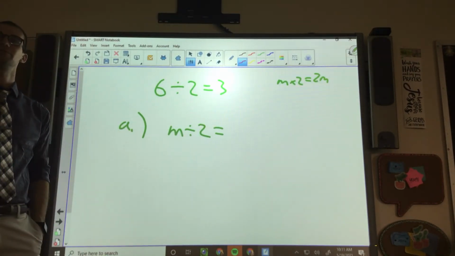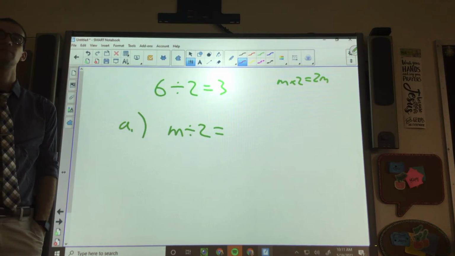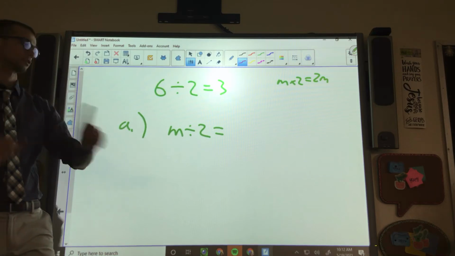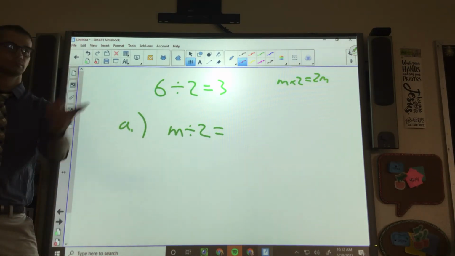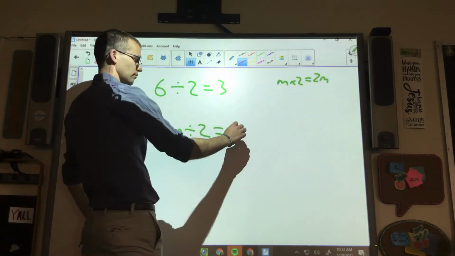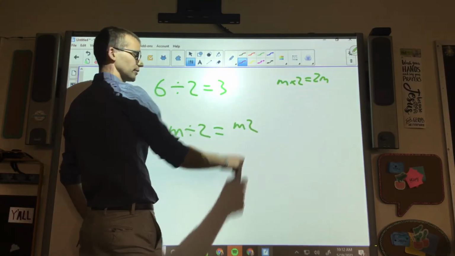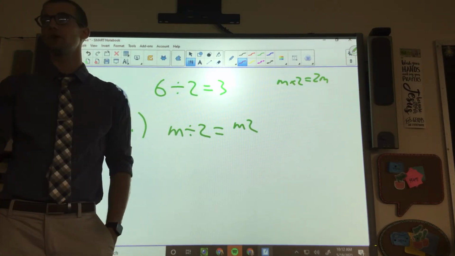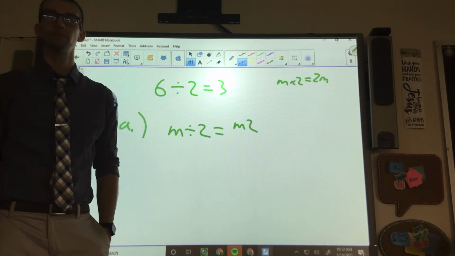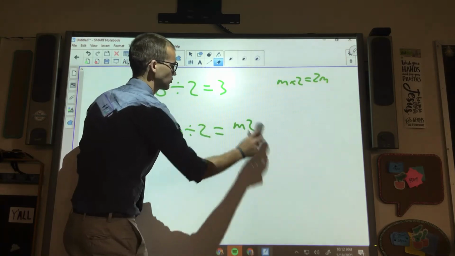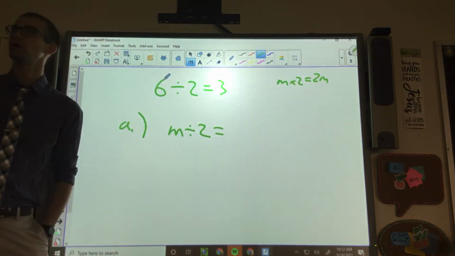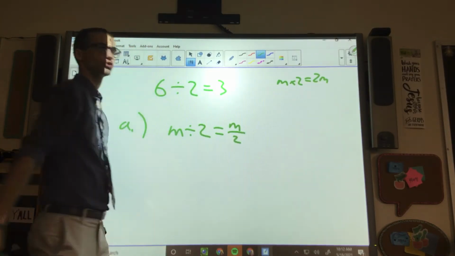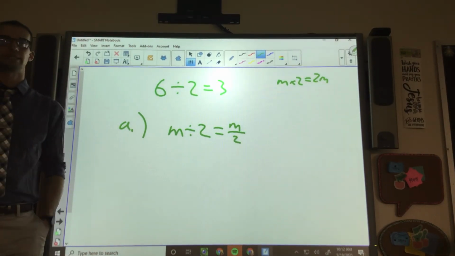Nope, because 2M is multiplication. This is division. M2, that's still multiplication. Remember, anytime you have a number and a variable, you assume what is in between them? Multiplication. So it's not M2. It looks just like this almost. M divided by 2. M over 2. That's the only difference.